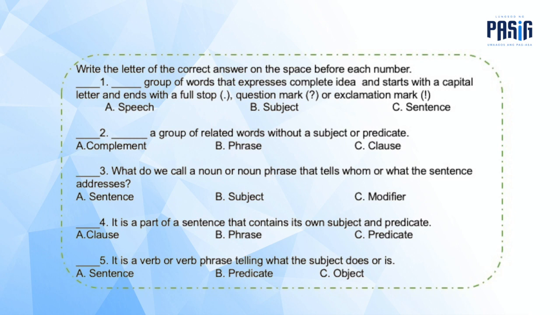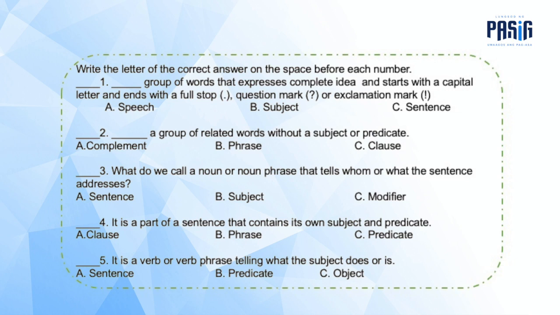Number 2. Blank, a group of related words without a subject or predicate. A, complement. B, phrase. C, clause. Number 3. What do we call a noun or noun phrase that tells whom or what the sentence addresses? A, sentence. B, subject. C, modifier.